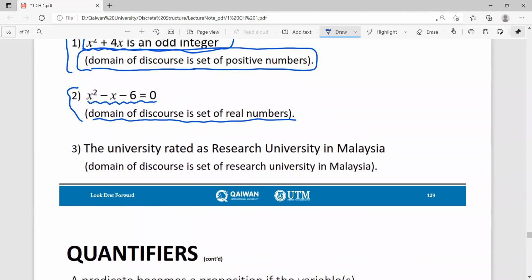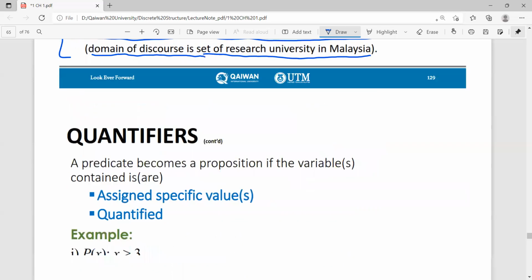It says the university is rated as a research university in Malaysia. The domain of this course is the set of research universities in Malaysia. One of the universities, we don't know which one. So the domain is the set of all research universities in Malaysia. Here we also have a noun. We don't know which university that is. So that's why we have a variable, so it's a quantifier also.